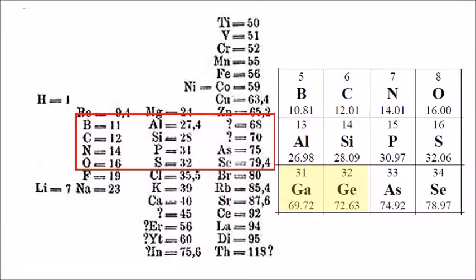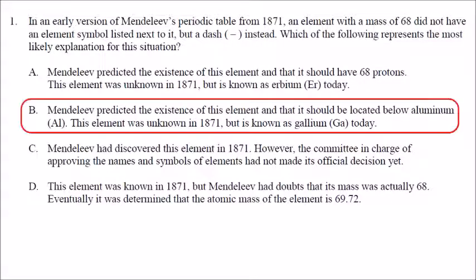So the correct answer to this question is B. Mendeleev predicted the existence of this element and that it should be located below aluminum, and this element was unknown in 1871 but is known as gallium today.